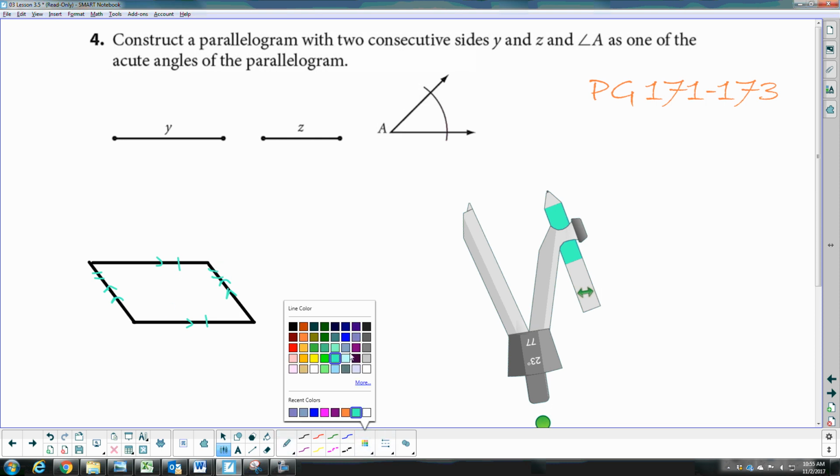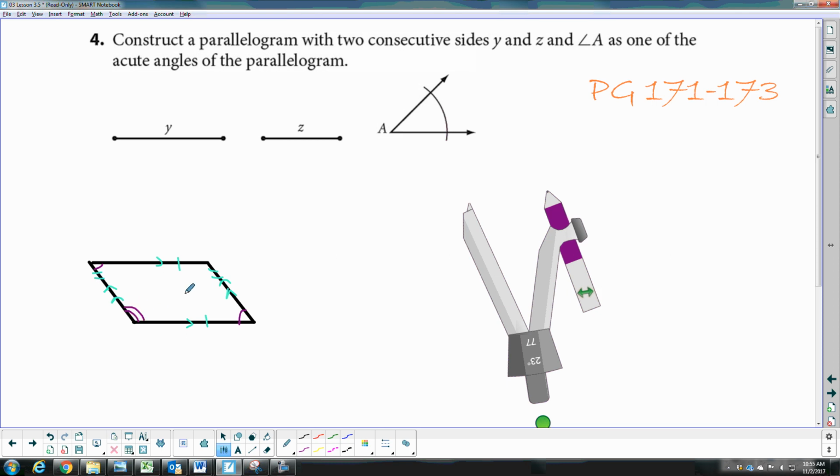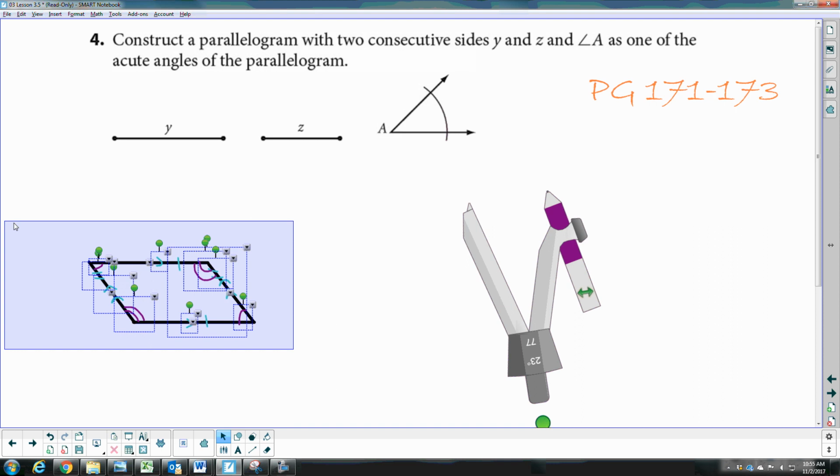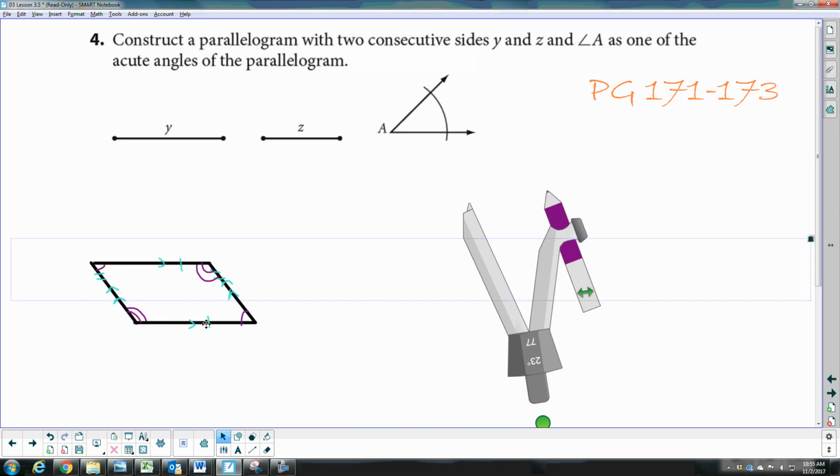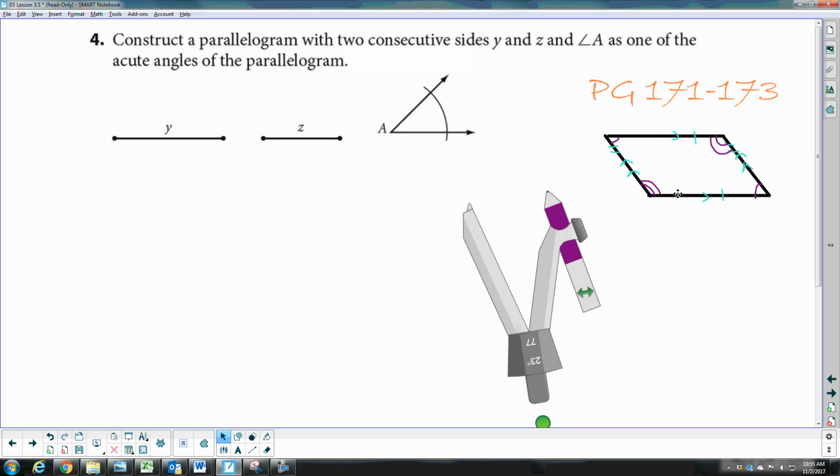And also opposite angles are congruent. So this angle is congruent to this angle, and this angle is congruent to this angle. Okay, so that's what a parallelogram looks like. Those are the properties of your parallelogram. Now we're going to actually make one of those. So I'm just going to move this off to the side so we can see it.